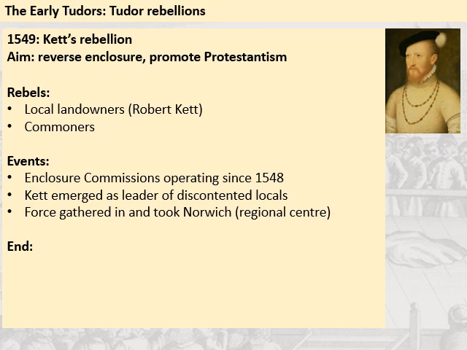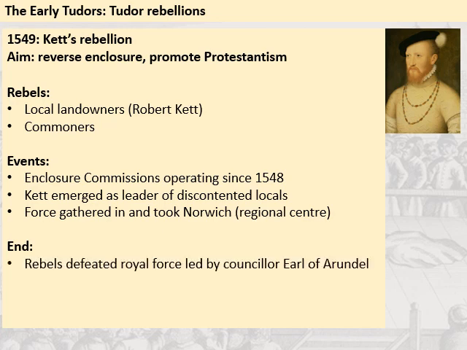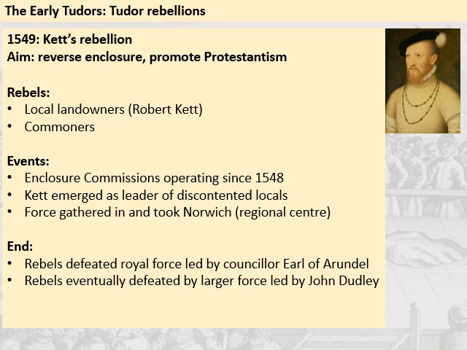After riots took place, Kett emerged as their leader. They gathered under arms and they took Norwich, which is again the regional centre. Now we're going to see a familiar story here. The Earl of Arundel, councillor of local importance in East Anglia, is dispatched, but his force was defeated. It was only when another force under the leadership of John Dudley, again a key councillor with military experience, that the rebels were defeated.